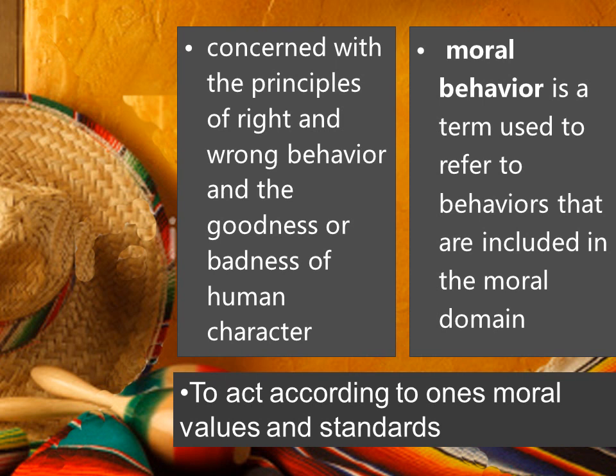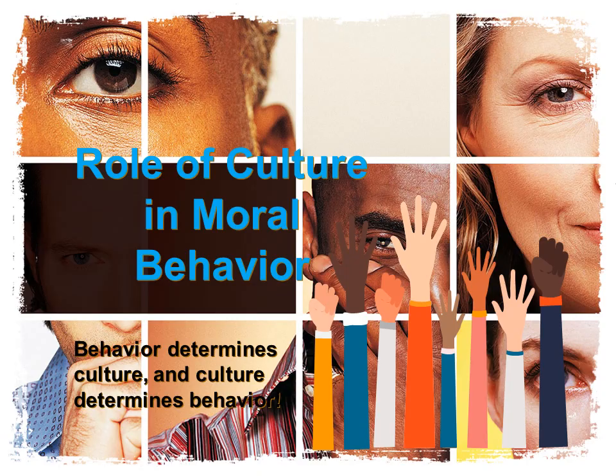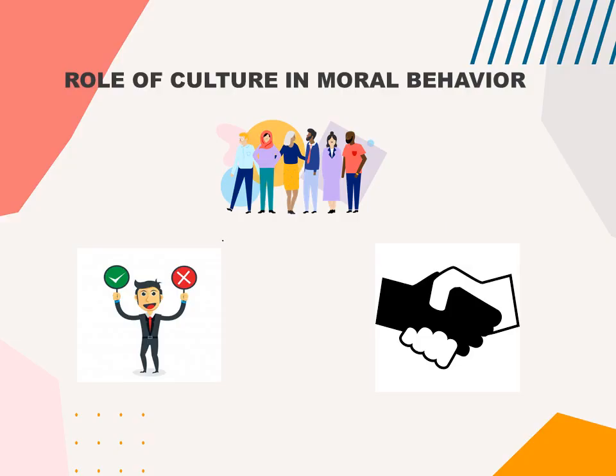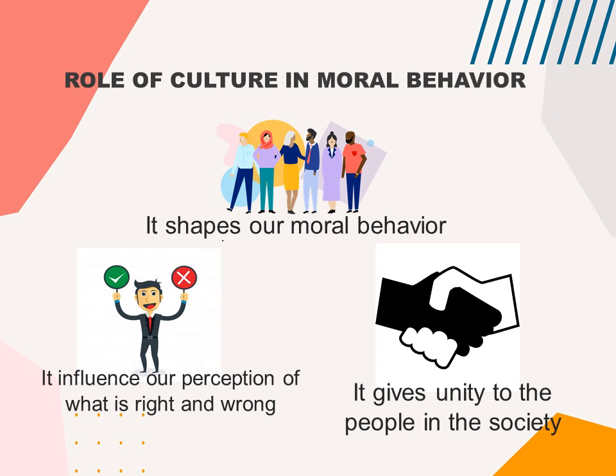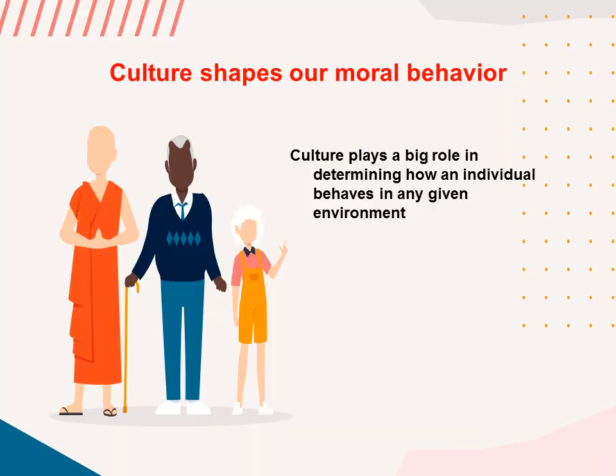But of course, speaking of moral behavior, culture definitely has a role in moral behavior. Behavior determines culture, and culture determines behavior. So, let us now find out what its role is. There are a lot of roles of culture in moral behavior, but to sum it up, it shapes our moral behavior, it influences our perception of what is right and wrong, and it gives unity to the people in the society. So what do we mean that culture shapes our moral behavior?